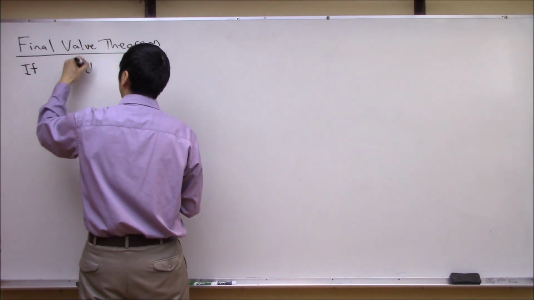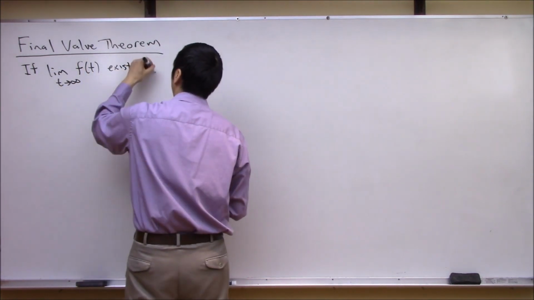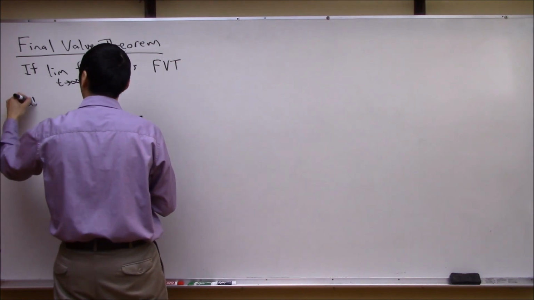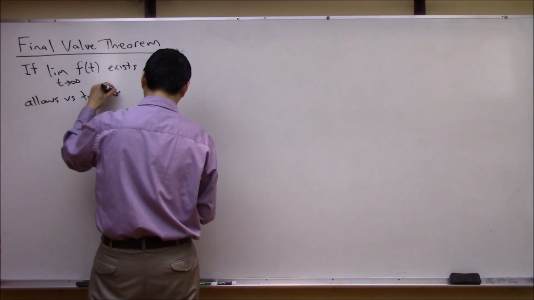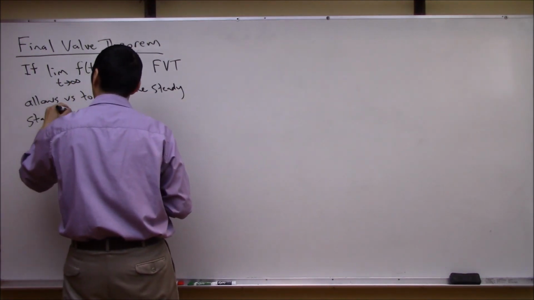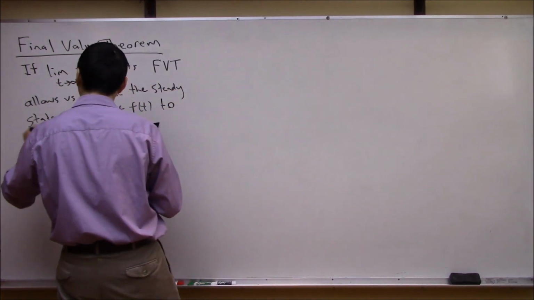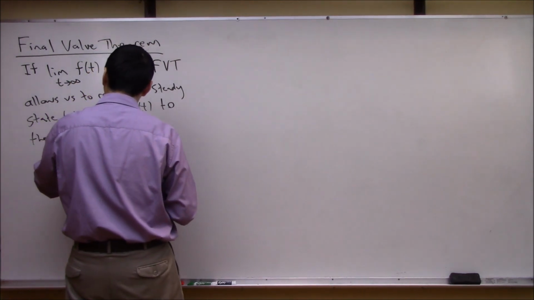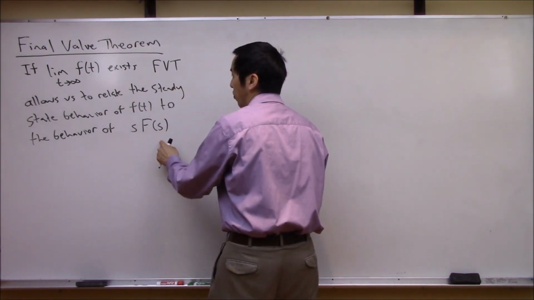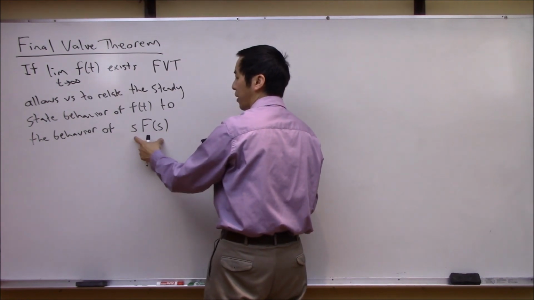So again, let's say you've got a signal here in the time domain. Let's call it f of t here. And if its limit as time goes to infinity exists, then the final value theorem, I'm going to call it FVT so I don't have to keep rewriting this thing all over here. So what the final value theorem does is it allows us to relate the steady state behavior of f of t, in other words, this quantity here, to the behavior of the quantity s times the Laplace transform of the signal here, s f of s, okay? So in other words, we see it allows us to relate the steady state relationship, or where the signal goes in the time domain at steady state, to how this term in the Laplace domain behaves, okay?